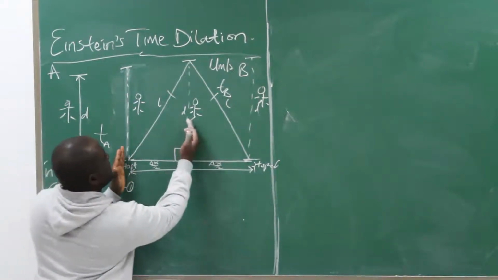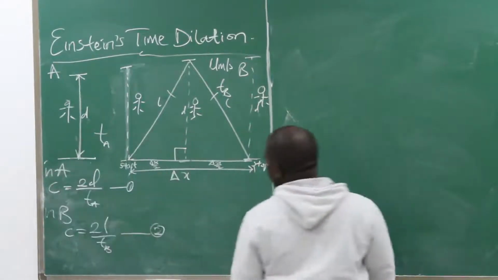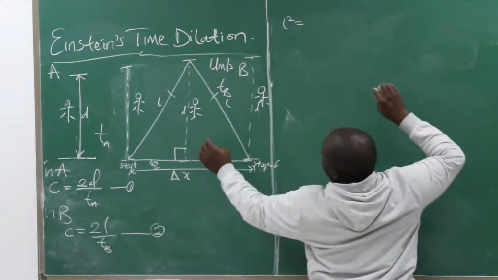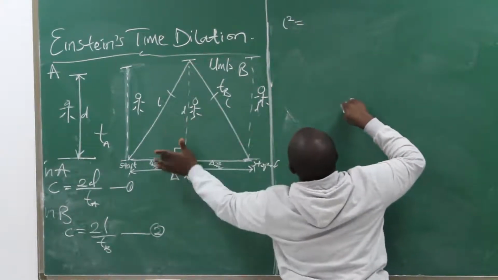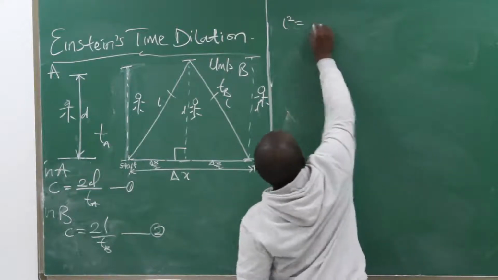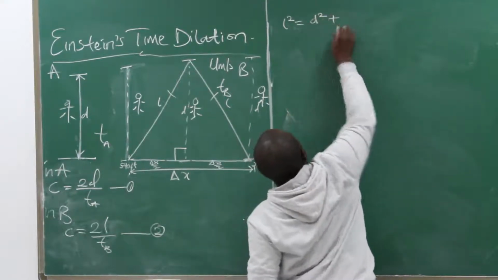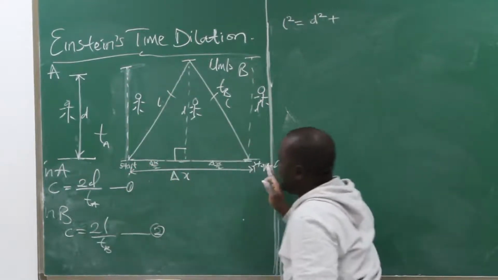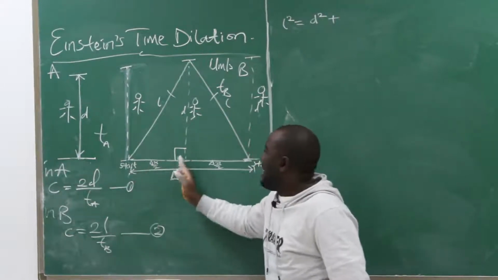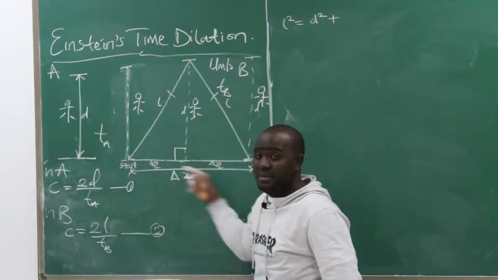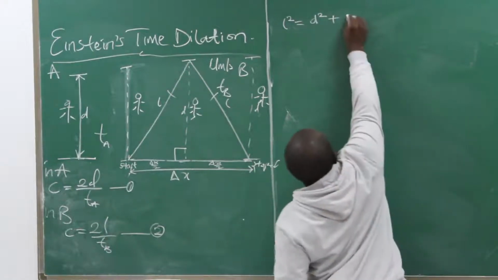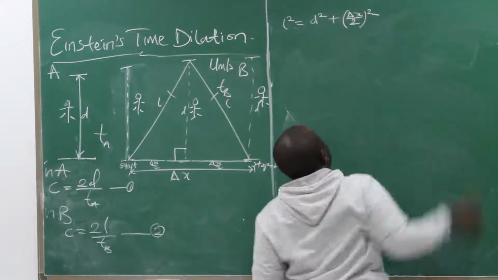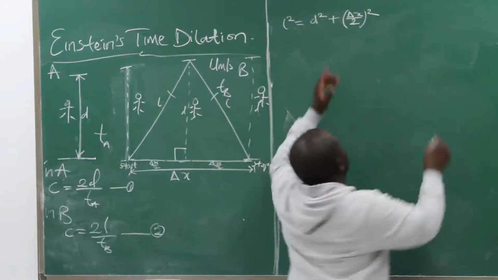If you look here, we have a right angle triangle. From Pythagoras' theorem, we know that the square of the hypotenuse is the same thing as the sum of the squares of these two sides, the opposite and the adjacent side. So we have d squared plus... this side, remember, we are not considering the entire length. We are considering only half of the length, which is this divided by 2. So we have (delta x over 2) squared. Now remember, this is Pythagoras' theorem.